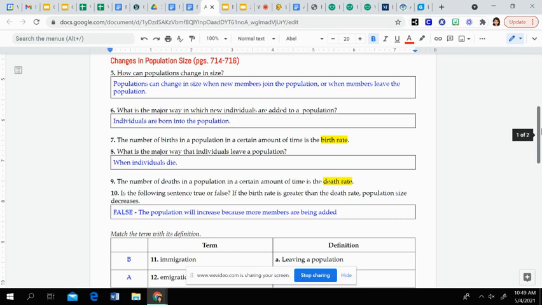Then the major way that individuals leave a population is when they die off. And the number of deaths in a population in a certain amount of time is considered the death rate.